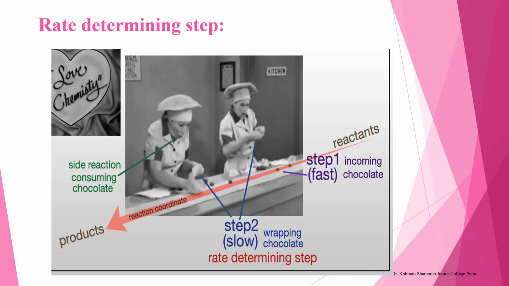In the entire process, the number of chocolates wrapped or the product formed is based on the rate at which the chocolates have been wrapped. In this case, it is the slowest step as compared to the incoming chocolates, and so the final product, the number of wrapped chocolates obtained, is dependent on step 2. This shows that the slowest step is the rate determining step. With this example, let us now relate the same way to another example.